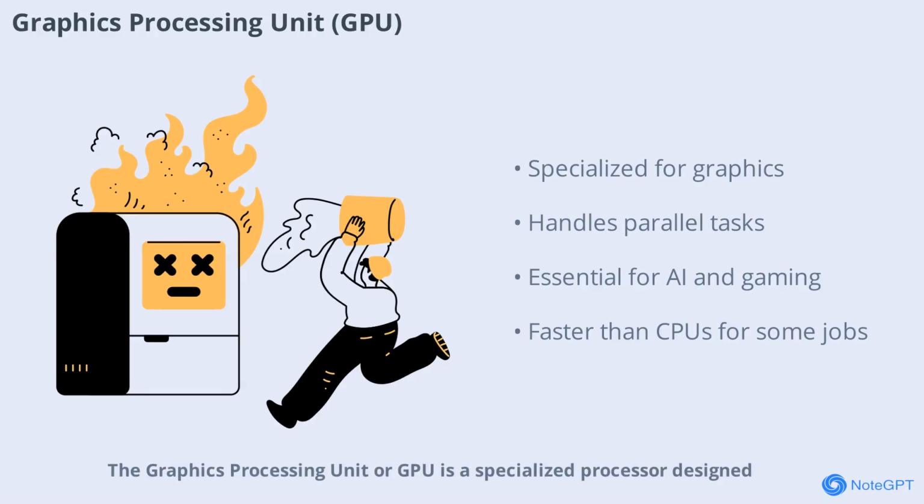Graphics Processing Unit, or GPU, is a specialized processor designed for handling graphics and parallel computations. Originally used for rendering images and video, GPUs are now essential for tasks like gaming, scientific computing, and artificial intelligence. Their architecture allows them to process thousands of operations simultaneously, making them much faster than CPUs for certain workloads.